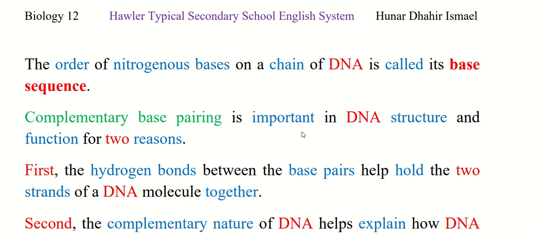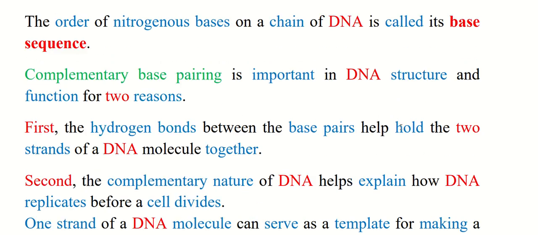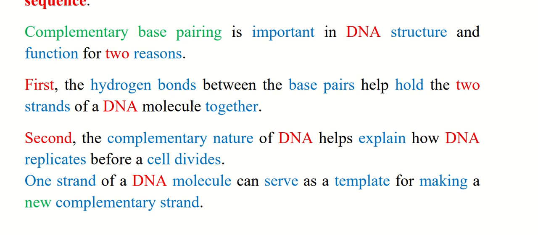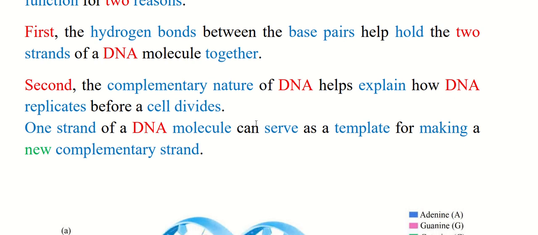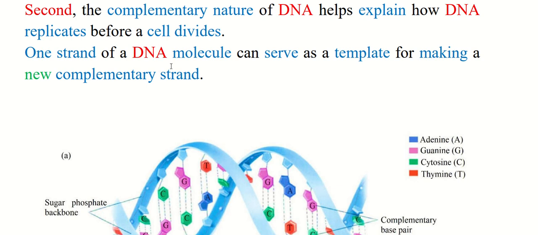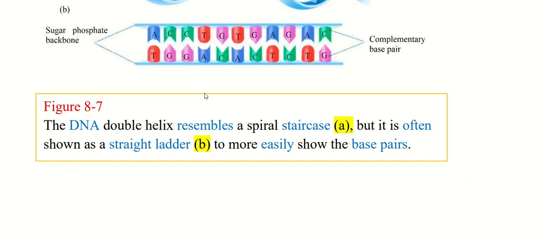Complementary base pairing is important in DNA structure and function for two reasons. First, the hydrogen bonds between the base pairs help hold the two strands of the DNA molecule together. Second, the complementary nature of DNA helps explain how DNA replicates before cell division. One strand of a DNA molecule can serve as a template for making a new complementary strand.